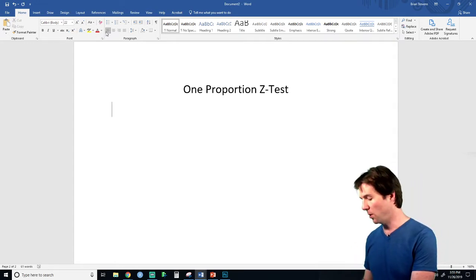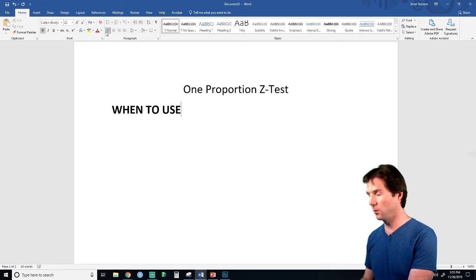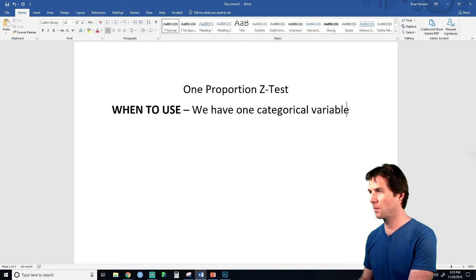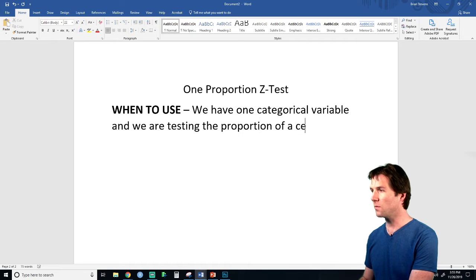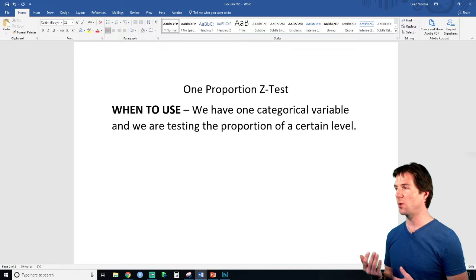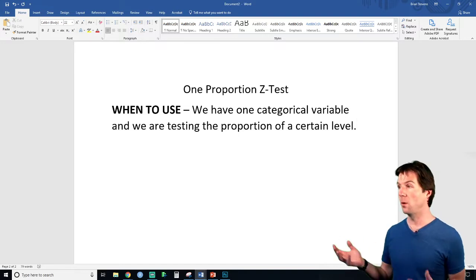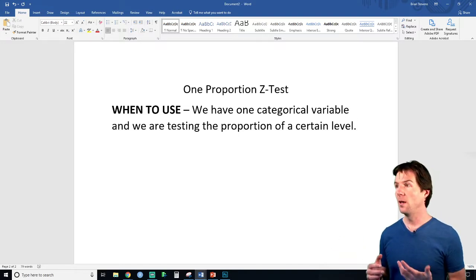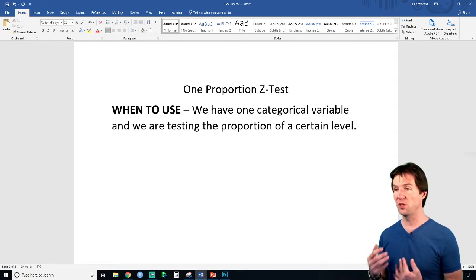So let's put in bold here, when to use. We have 1 categorical variable, and we are testing the level or the proportion of a certain level. What does this mean? We have 1 categorical variable. Like if somebody owns a dog, that's yes or no. And we want to see maybe the proportion of people who own a dog is equal to a certain amount. That's what we're doing here with the 1 proportion z-test.